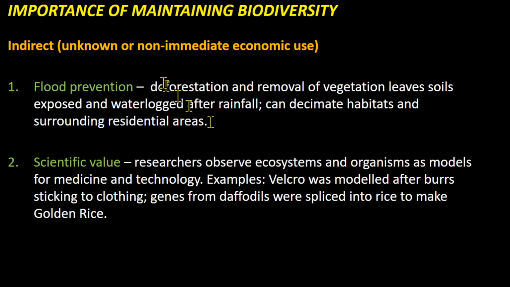So firstly, there is flood prevention. Deforestation and removal of vegetation leaves soils exposed and waterlogged after rainfall. So this can decimate the habitats, but it could also decimate surrounding residential areas. I'm sure we know a few islands that have that problem.